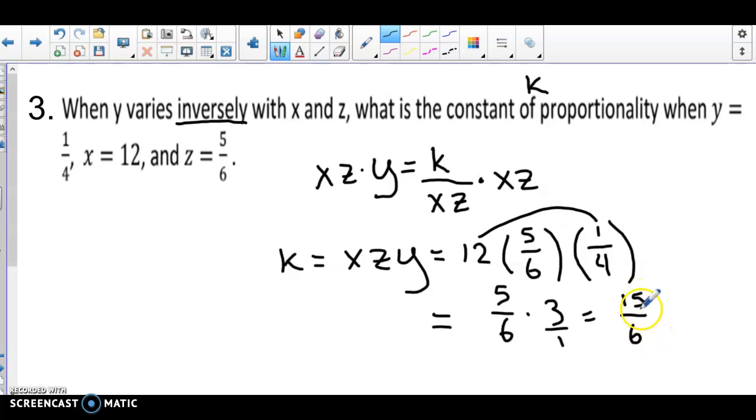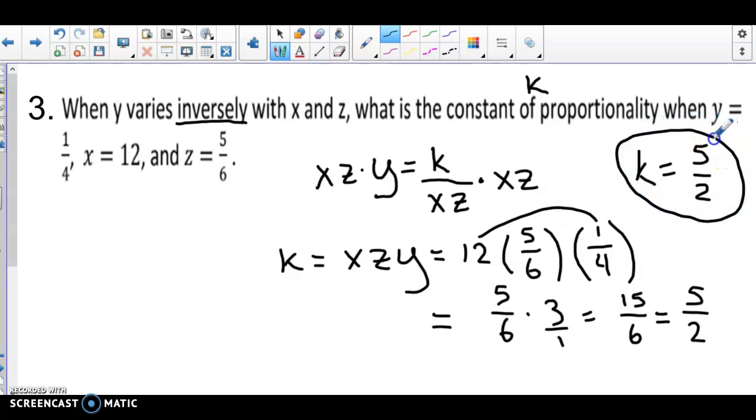I can simplify both of those by dividing by 3. So I get 15 divided by 3 is 5. 6 divided by 3 is 2. So my final answer is k equals 5/2. And since that is all that they were looking for, they wanted to know what k is, that's my answer.